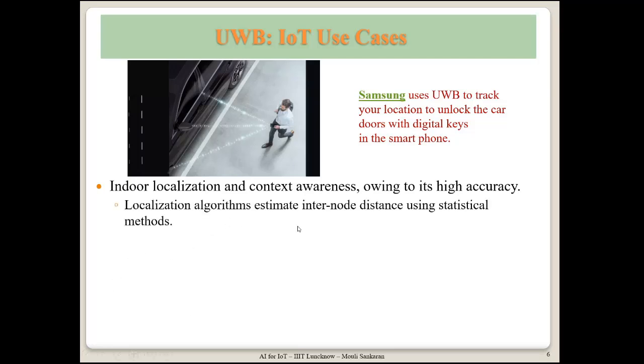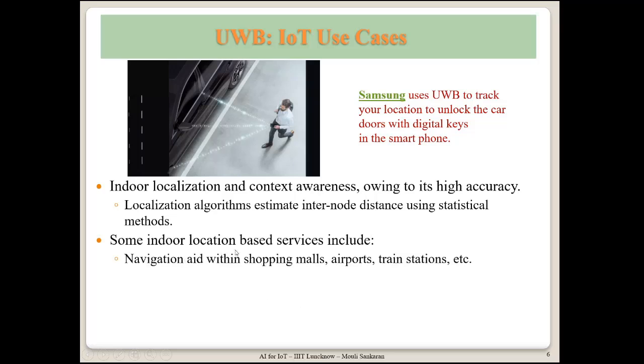So localization algorithms are used to estimate the internode distance. You can even find the distance between the nodes also. Some indoor location based services are navigation aid within a shopping mall. If you have an app and you are interested in buying some particular item, then it will direct you to the shop which has that item. And at an airport, based on the gate you want to go to, it can guide you, because throughout the airport they have put UWB receivers, and they know your position, and it knows the target position where you are supposed to go, so it can guide you through the airport to the proper place.